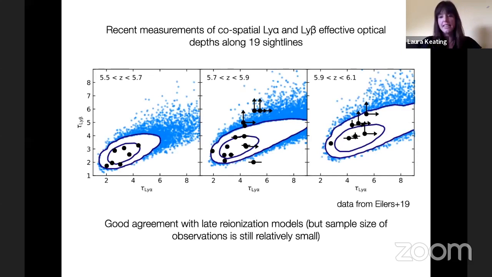But it seems that our late reionization model is actually quite a good match to the data, with most of the data points lying within the 2 sigma contours of our model and some lying outside, but these correspond to the long dark trough that I showed before. So this is quite a rare object, and we don't actually produce that many of them in our simulations. So we get good agreement with the observations in this late reionization model as well, which is another plus, but the sample size of the observations is still relatively small.